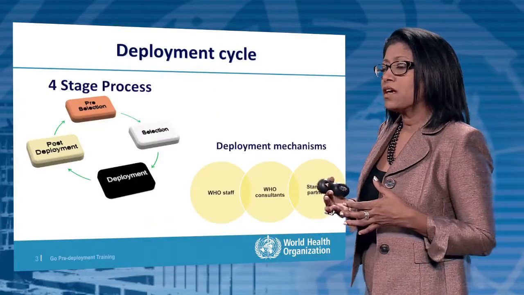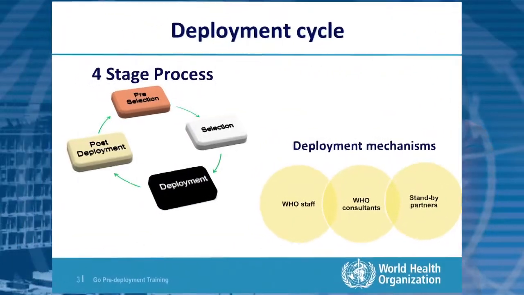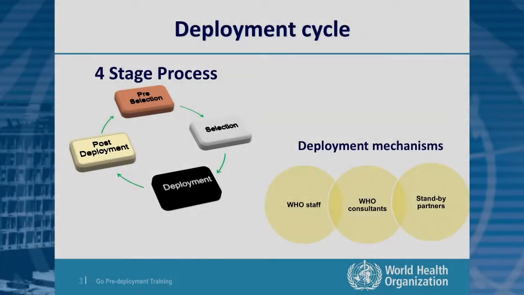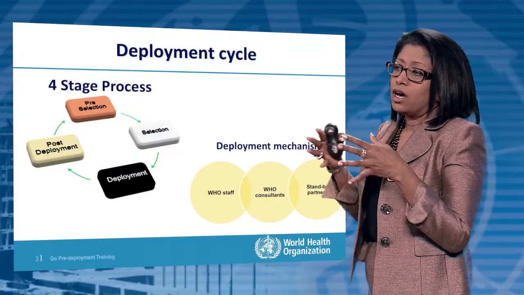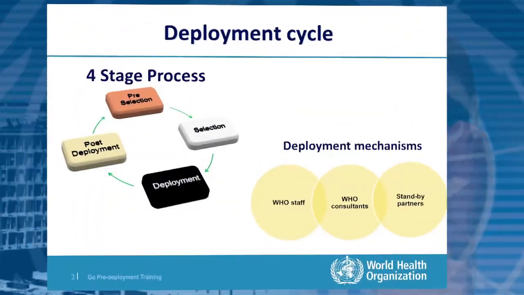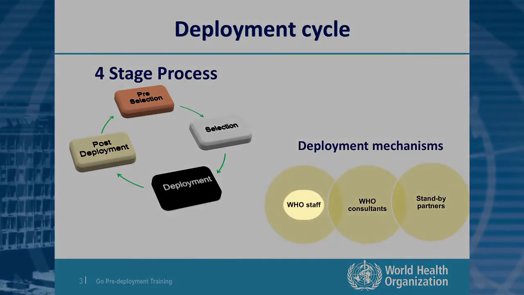So the deployment cycle has 4 stages. There's the pre-selection, the selection of candidates to be deployed, the actual deployment, and then after the deployment. So pre-selection, selection, deployment, and post-deployment. And there are 3 deployment mechanisms which are linked to each other but not exactly the same. There is one mechanism for WHO staff, there's another for consultants, and yet another for standby partners. And during the Ebola response, we've used all 3.